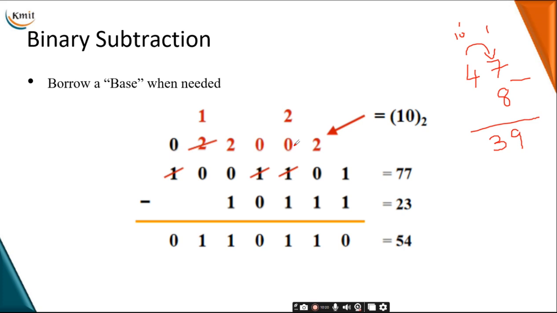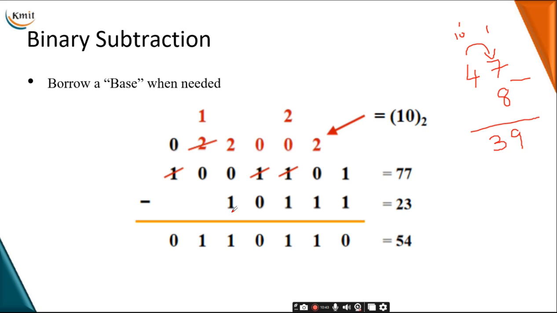Now I need to subtract this 1 from this 0. I can't subtract it, so I'm taking a borrow from the next most. When I take a borrow, I'm adding 2. So 2 minus 1 will be 1. Now here also I need to subtract 1. There is no number now, so 0 minus 0 is equal to 0.